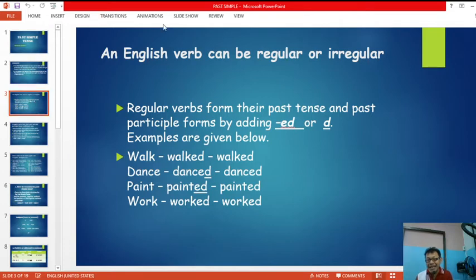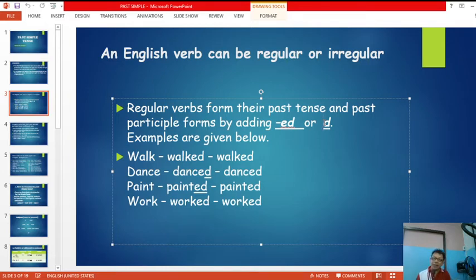So to start with regular verbs, regular verbs are verbs that you can just add -ed, or -d, to make it past tense. Do you get what I mean? So let's look at the example here. We have walk. To make it past tense, it becomes walked. We add -ed.